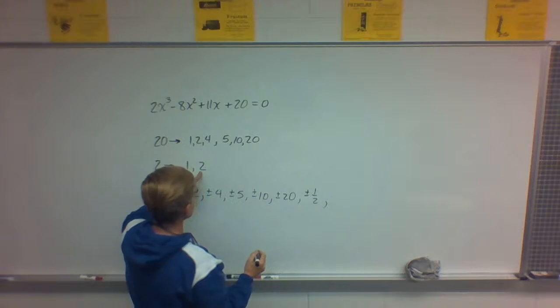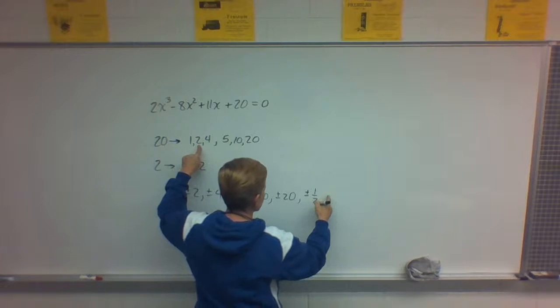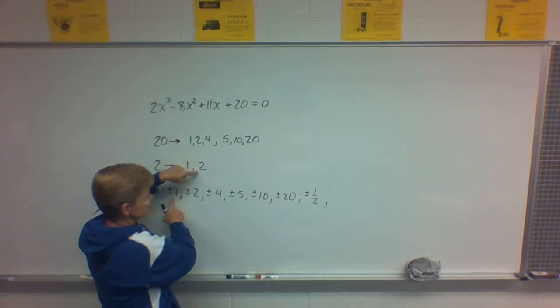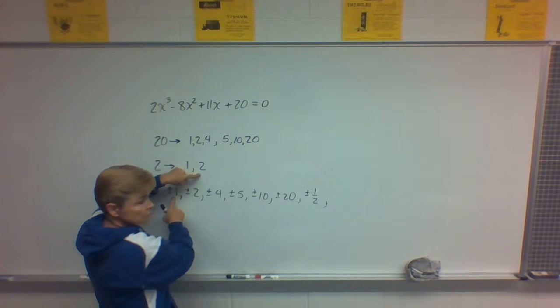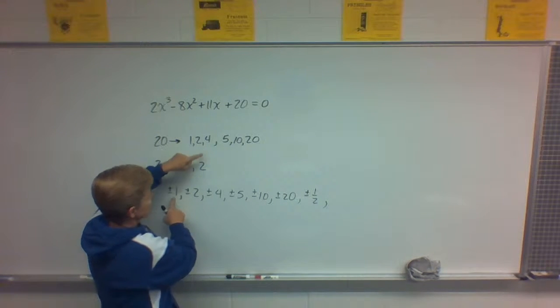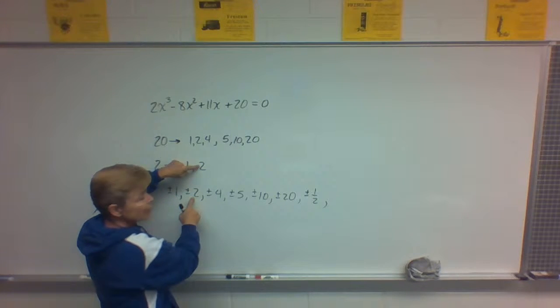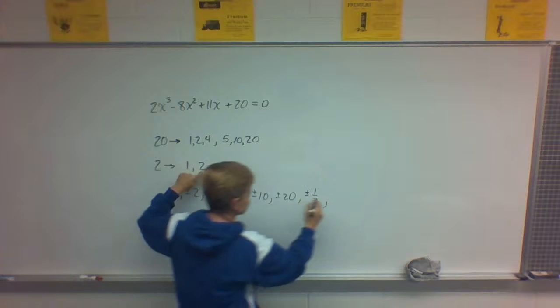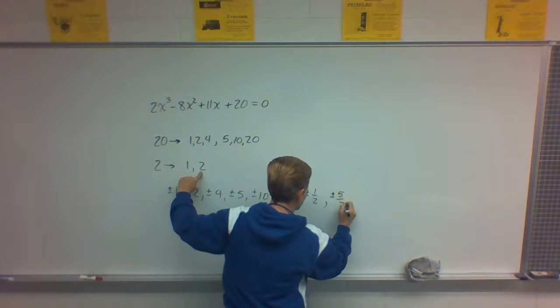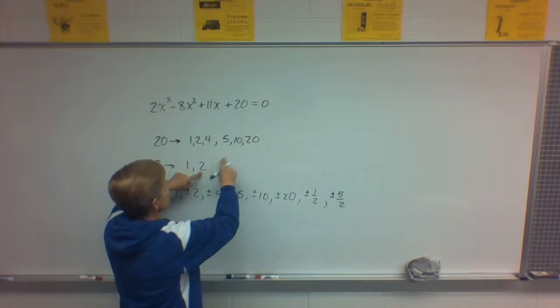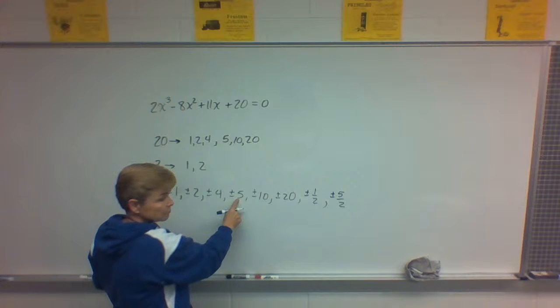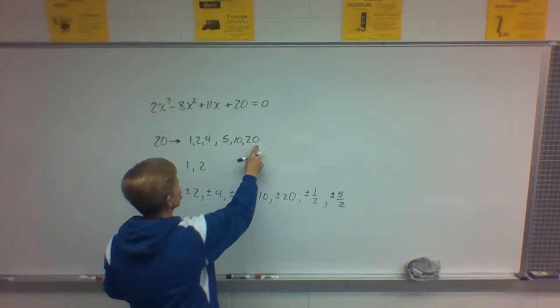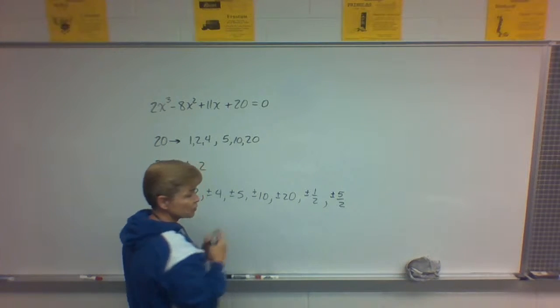That's this one over this 2. Plus or minus 1, but I already mentioned it, so I'm not going to. This one over this one is plus or minus 1. I've already got it. I'm not going to list it. 4 over 2 is 2. I've already got that one. See it? 5 over 2 I don't have. 10 over 2, I have that. See what I'm doing? 20 over 2, I have that. So my list is done.